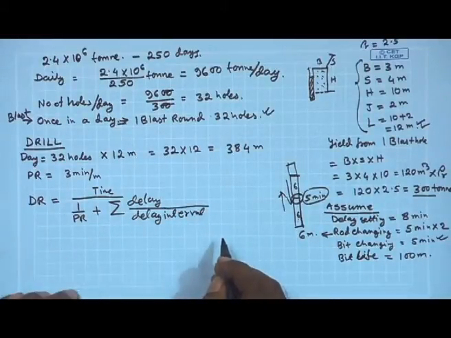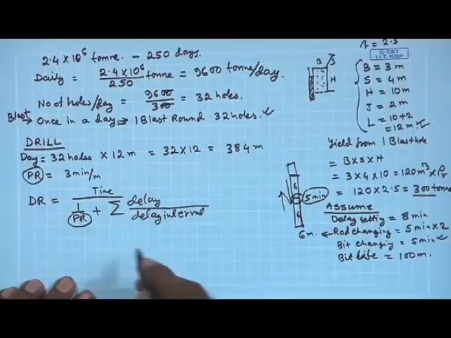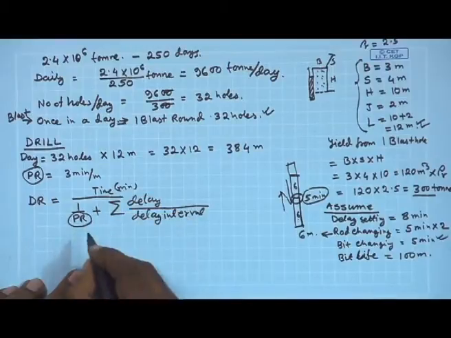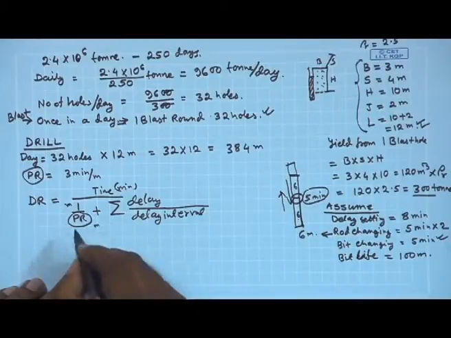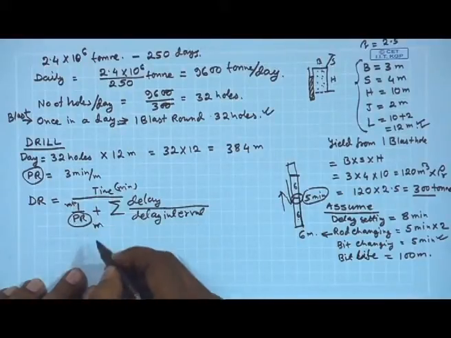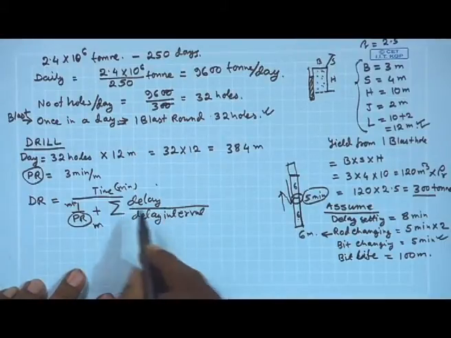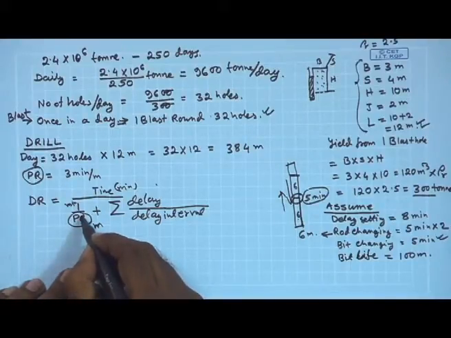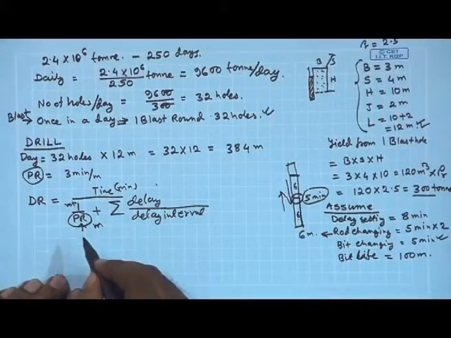Now, I would like to draw your attention to the penetration rate mentioned here and here. You can see this is in minute, this is in meter, and this is in minute and this is in meter, so that the minute and minute will cancel and the meter will remain. So that we can get the drilling rate in meters per specified time, hour. So this penetration is basically expressed in meter per minute when we are considering it this way.